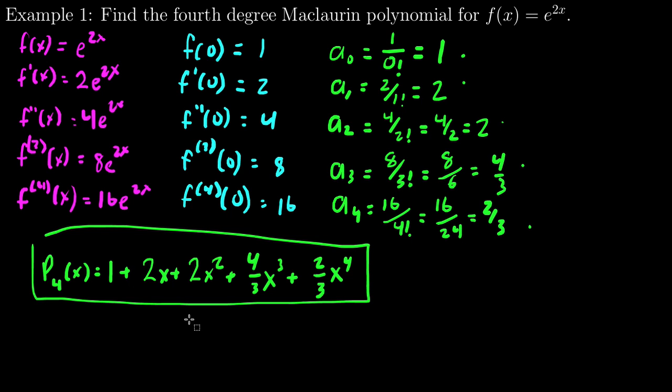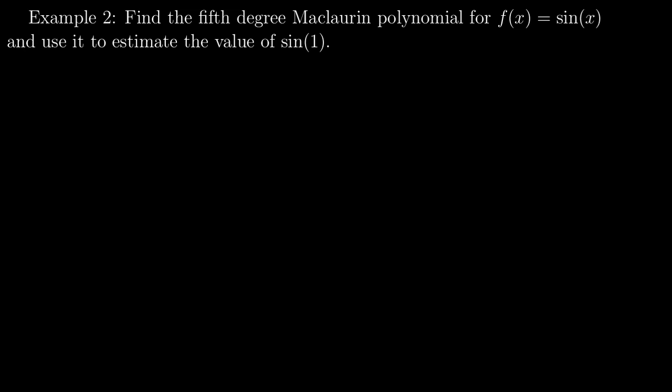So that was this. Next example. Find the 5th degree Maclaurin polynomial for f of x equals sine x and use it to estimate the value of sine of 1. So let me go through this, hopefully a little bit more quickly. We know the process, so I need the derivatives all the way up to the 5th derivative. So f of x, f prime of x, the second derivative, the third derivative, the 4th derivative, and the 5th derivative.